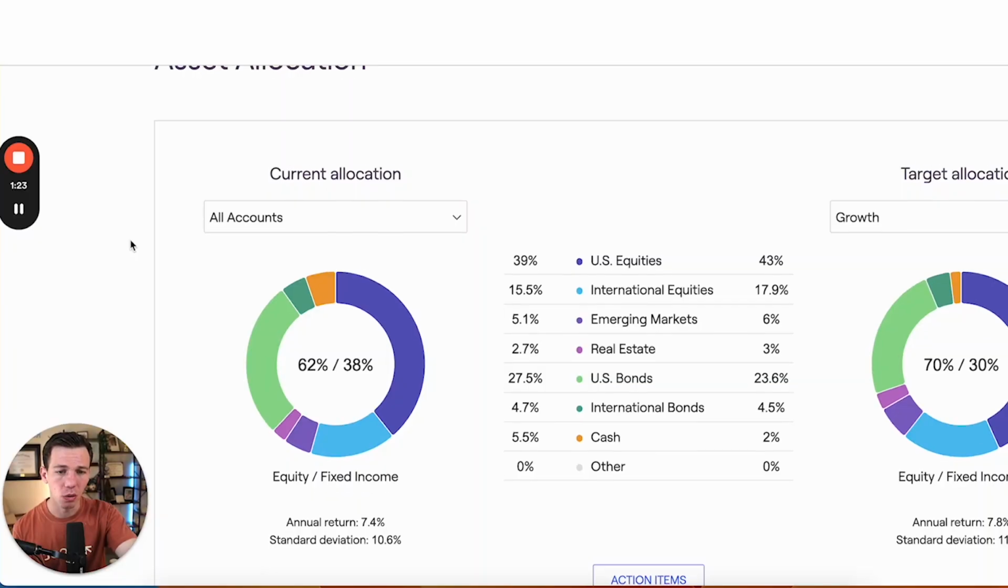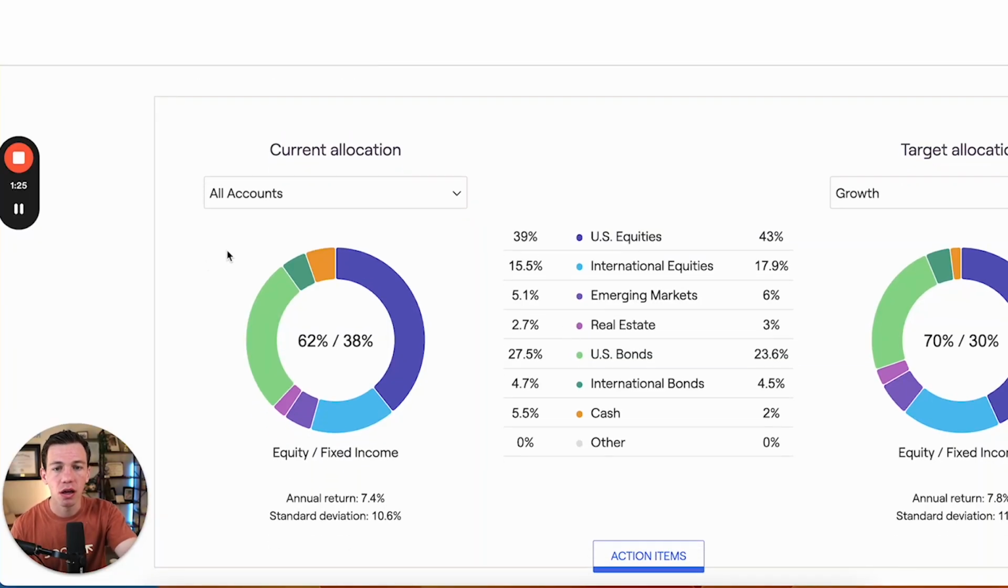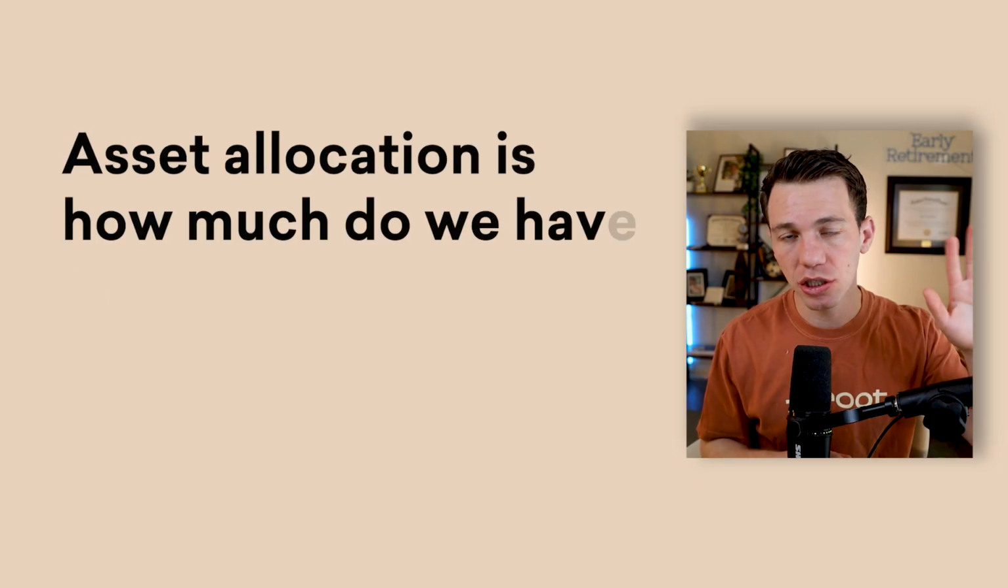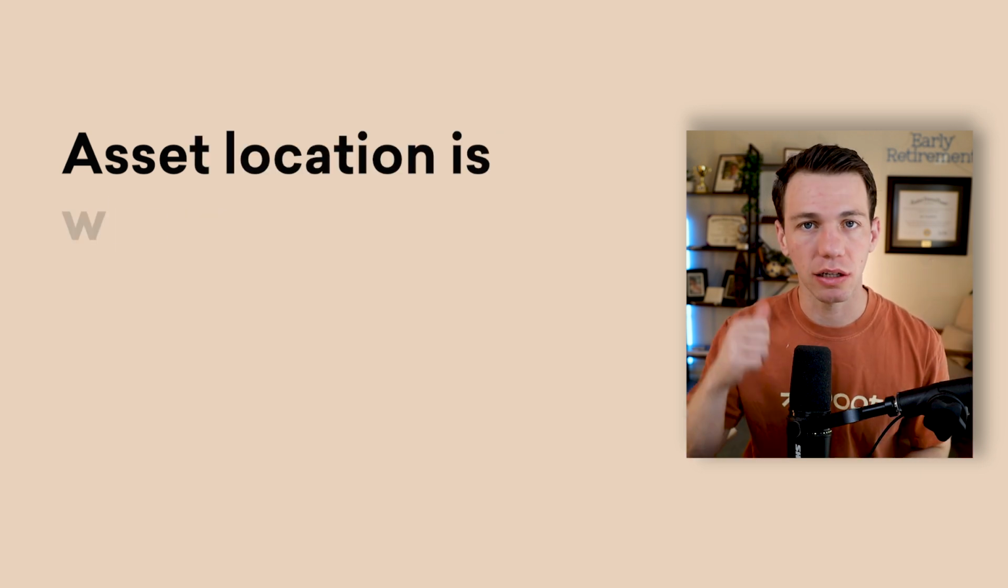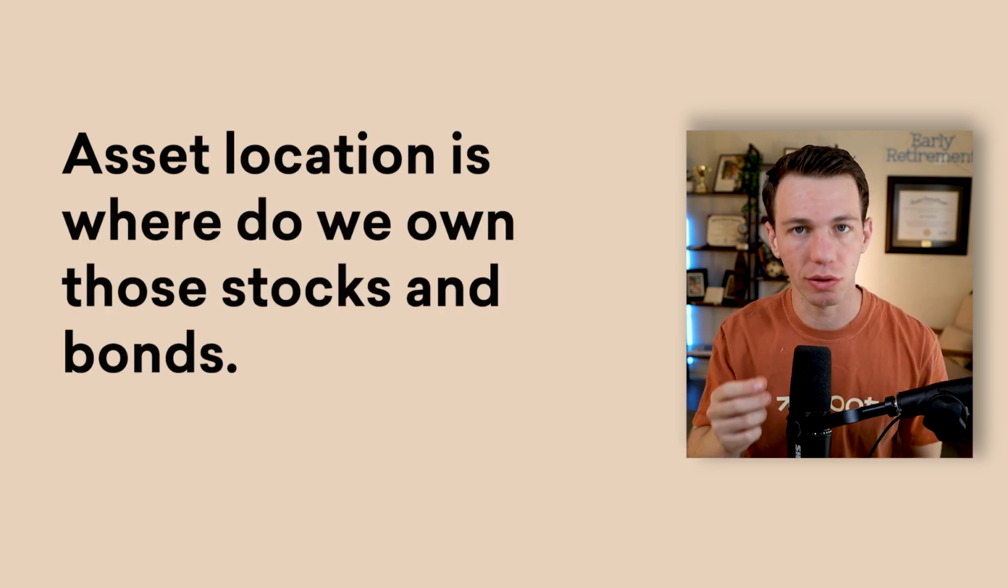Look at this. So this is someone that we work with. And before they came to me, they had a portfolio. And this is what it looked like. It was 62% equities and 38% fixed income. And the problem here is they didn't have an optimal asset location strategy. So asset allocation is how much do we have in stocks and bonds. Asset location is where do we own those stocks and bonds.